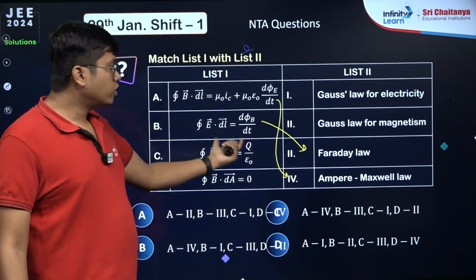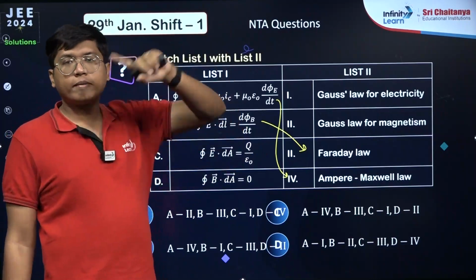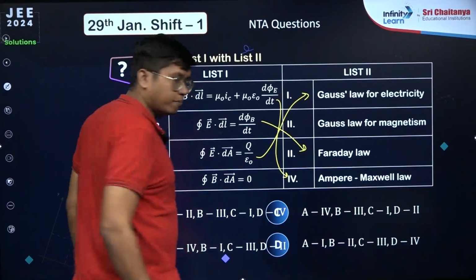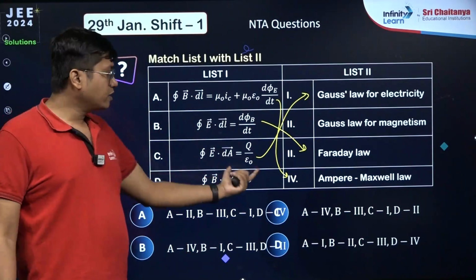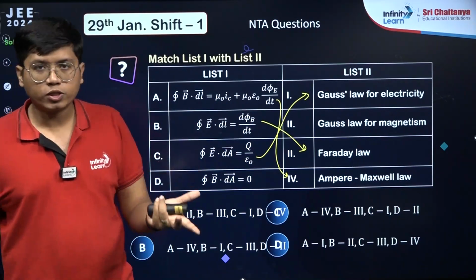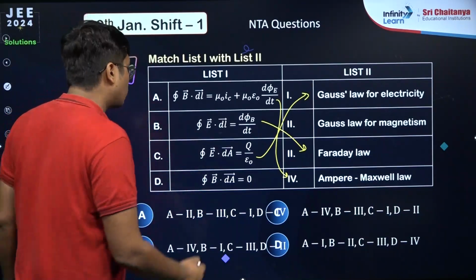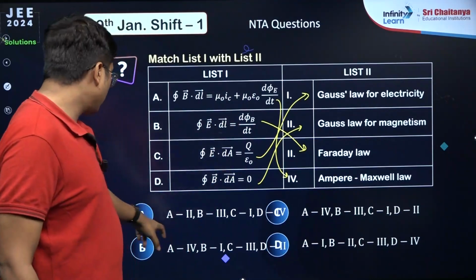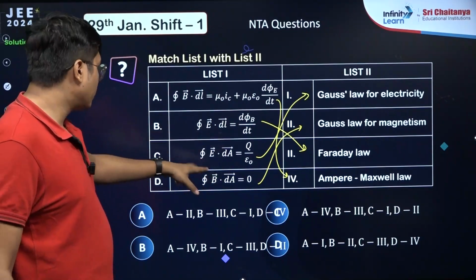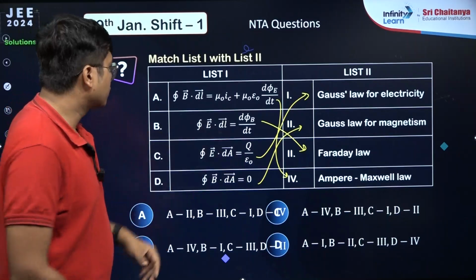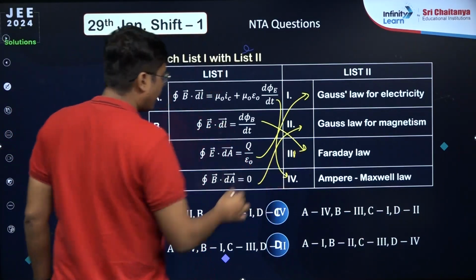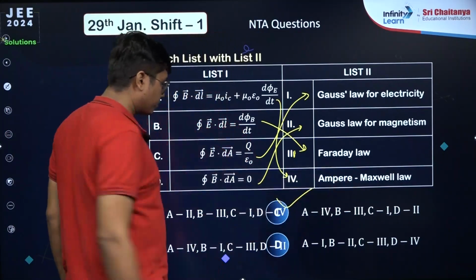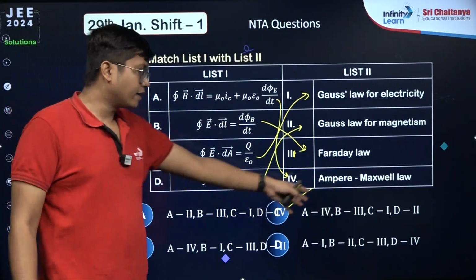E dot dA is equal to Q by epsilon naught. You studied it all the way back in electrostatics as Gauss law. So it is the Gauss law for electricity. And lastly, B dot dA is 0, which tells you that magnetic monopoles cannot exist. That is the Gauss law for magnetism. So let's see what matches us. A with 4, A with 4, B with, this is 3. A with 4 and B with 3, it's going to be this one. Option C. It has overlapped a bit here, but it is technically that option.